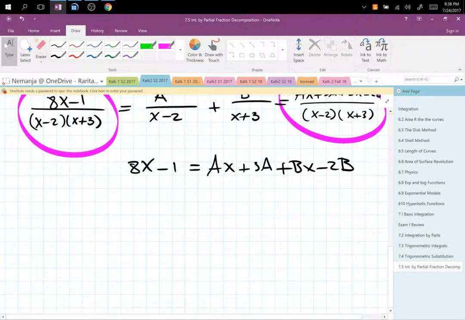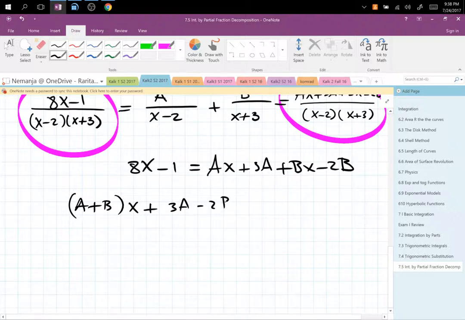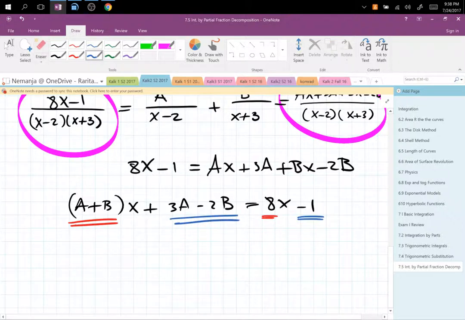And now, what we do is we factor out x. So we get (a plus b)x plus 3a minus 2b is equal to 8x minus 1. Color coding: coefficient of x, and constant. They have to be the same. So from the red equation, I get that a plus b is 8.